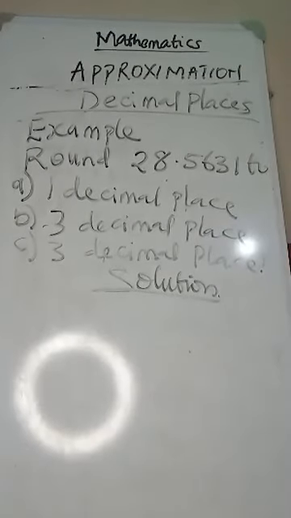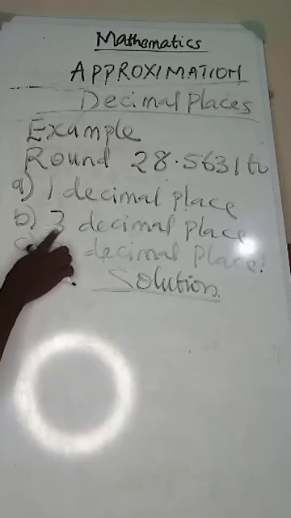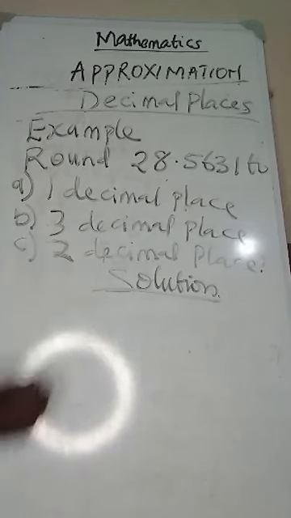We are still under approximation, decimal places. When you are rounding off to a given number of decimal places, it is only with the decimal part and not the whole number part. So when we are given a number to round off to decimal places, we consider only the decimal parts of it. For example, in this problem on the board, round 28.5631 to A, one decimal place, B, three decimal places, and C, two decimal places.